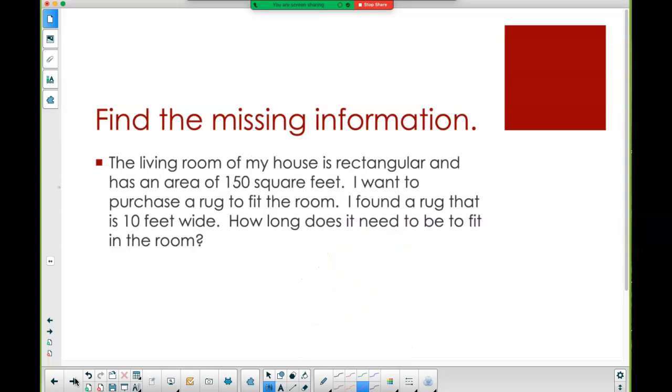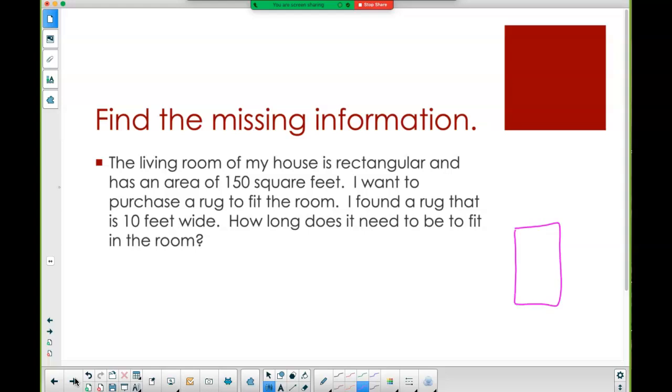All right. Here's kind of a longer one. The living room of my house is rectangular and has an area of 150 square feet. I want to purchase a rug to fit the room. I found a rug that's 10 feet wide. How long does it need to be to fit the room? What shape is the room? Rectangle, right? So it's a rectangle.